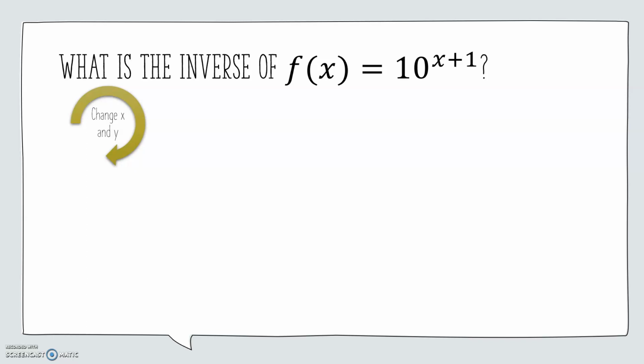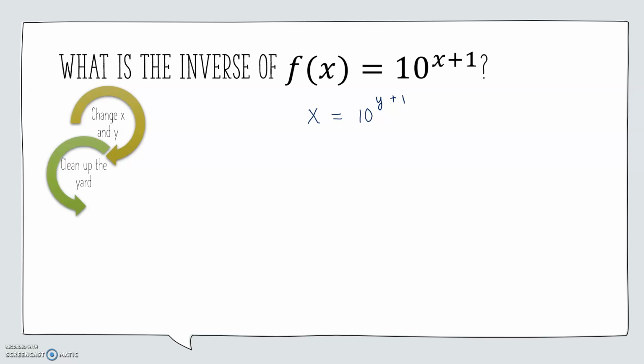The first step, because we're trying to find inverses, is we're going to change x and y. So this is just like what we were doing last chapter. We start by changing x and y. So f of x is already y. We're going to make that x equals 10 to the y plus 1. We haven't really done anything yet except just rewritten this so that x's and y's are in opposite spots.